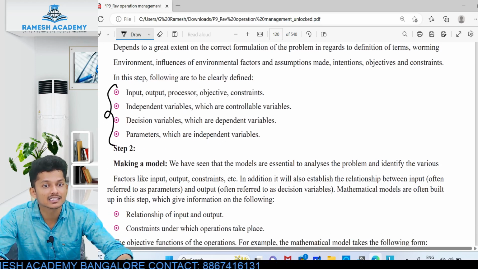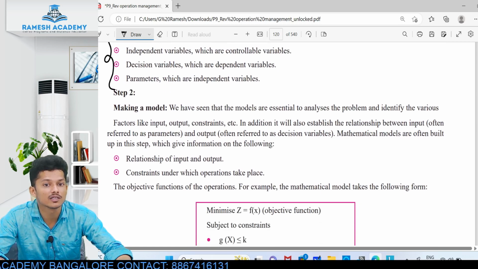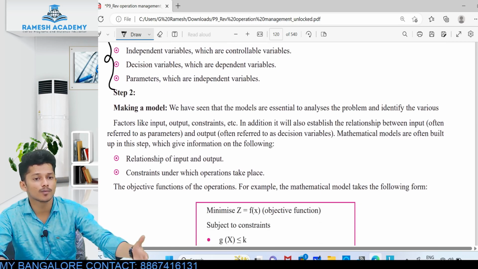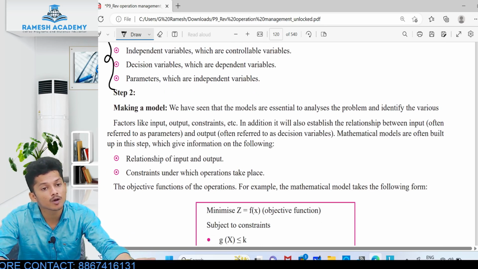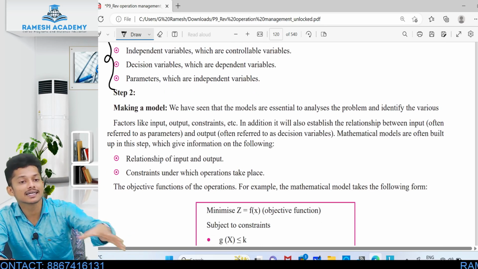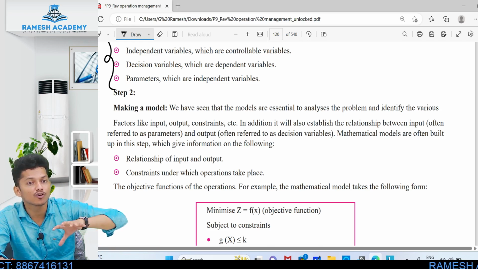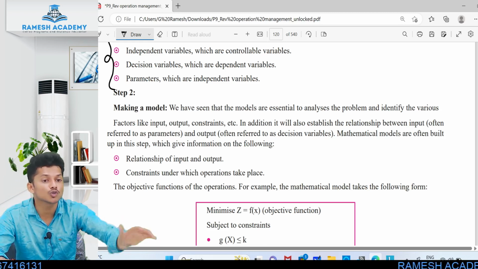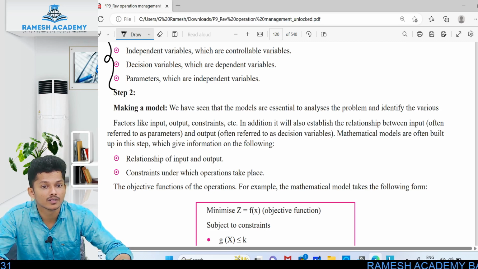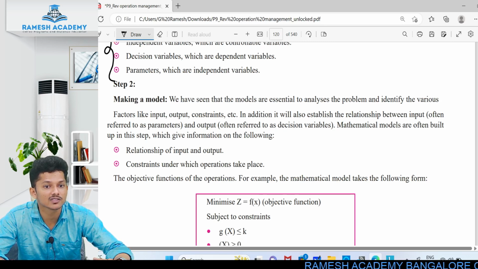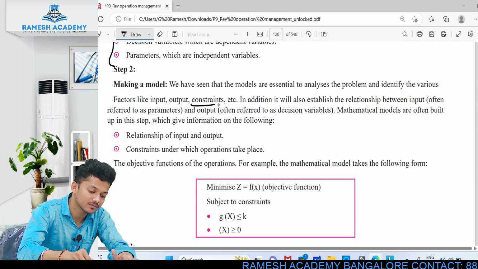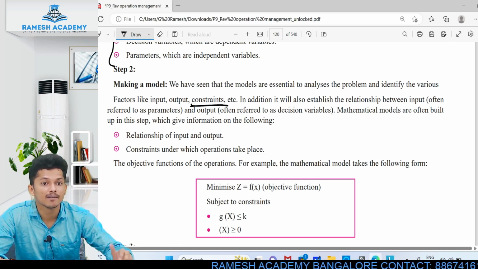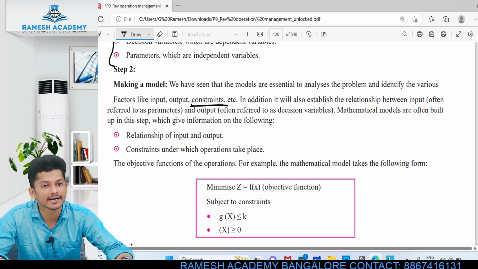Okay, next, second step is what? Making a model. Okay, see, now you know the problem. So which type of method would be able to overcome the problem? You should at least gather 3 or 4 methods or 3 or 4 models which would be able to solve that particular problem. We have seen that models are essential to analyze the problems and identify the various factors like input, output, constraints, etc. Constraints being parameters which are dependent and independent variables here.